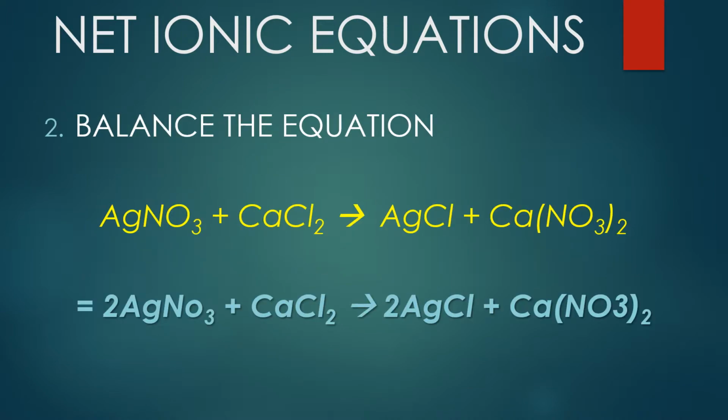Now that we have that, we need to balance the equation, obviously. You always have to balance the equation at the beginning of everything. The balanced equation, I'll let you do that on your own. You probably already know how to balance equations. So the balanced equation is 2 AgNO3 plus CaCl2 yields 2 AgCl plus Ca(NO3)2.